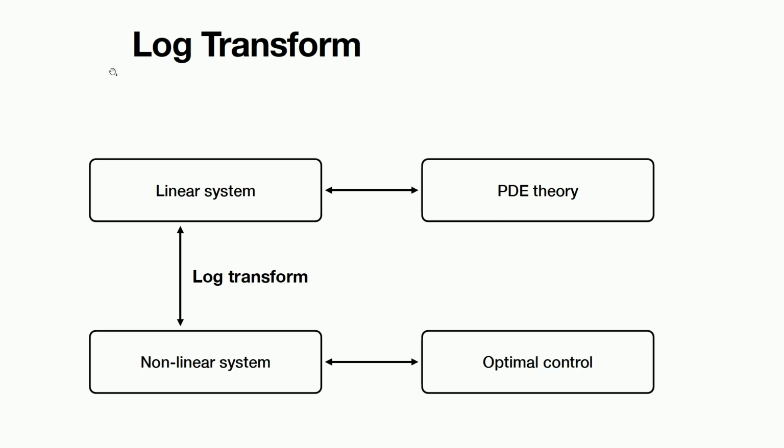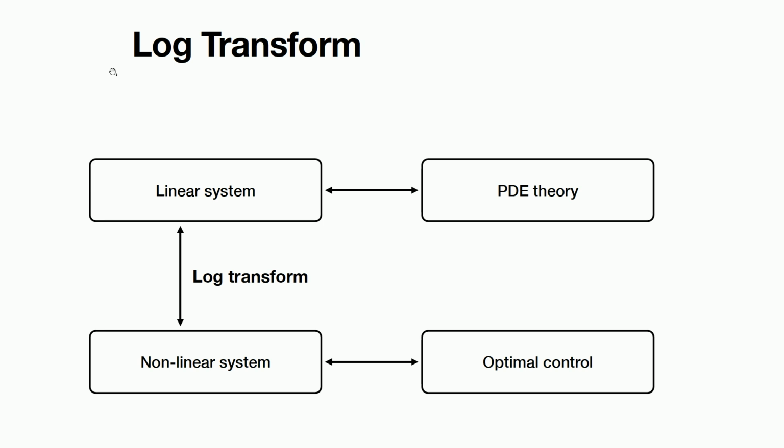Now let me introduce what the log transform is. It is a more general transformation of the Cole-Hopf transform, introduced a long time ago by Fleming and those large deviation principle people. It is a transform between a linear system and a nonlinear system. The linear system is usually studied in PDE theory related to probability theory. The nonlinear system, somewhat surprisingly, is related to optimal control. In this way, PDE theory, probability theory, and optimal control are all connected to each other.